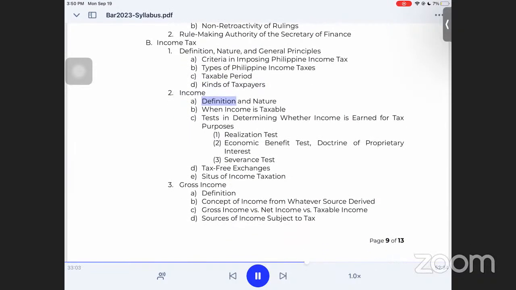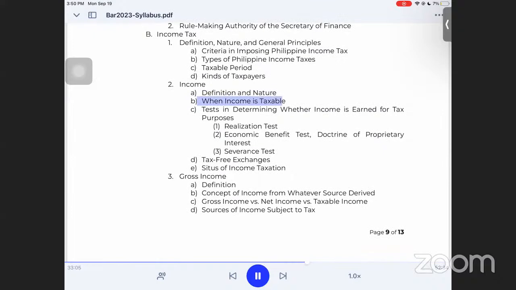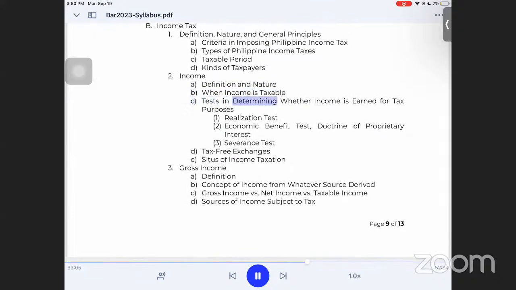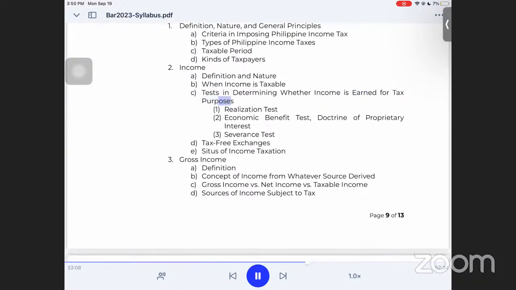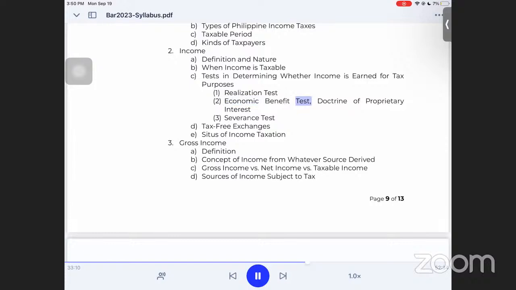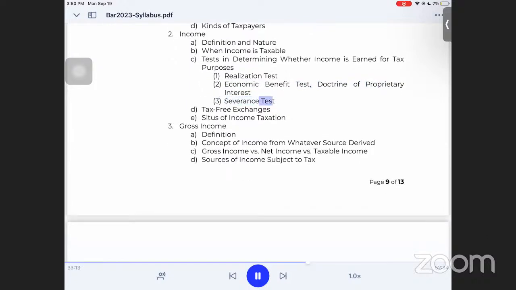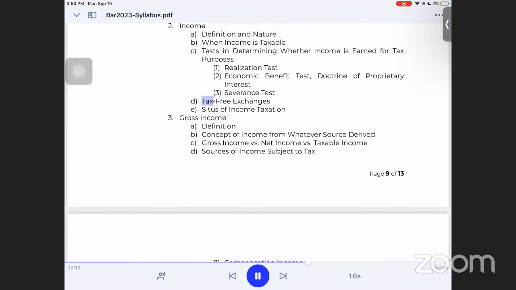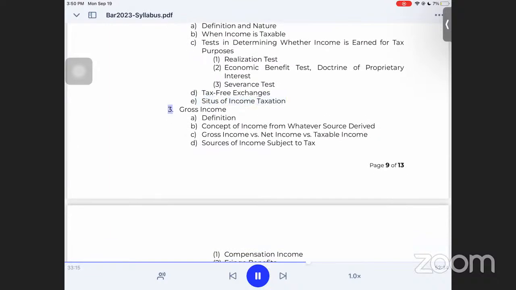2. Income. A. Definition and nature. B. When income is taxable. C. Tests in determining whether income is earned for tax purposes: 1. Realization test; 2. Economic benefit test, doctrine of proprietary interest; 3. Severance test. D. Tax-free exchanges. E. Situs of income taxation.